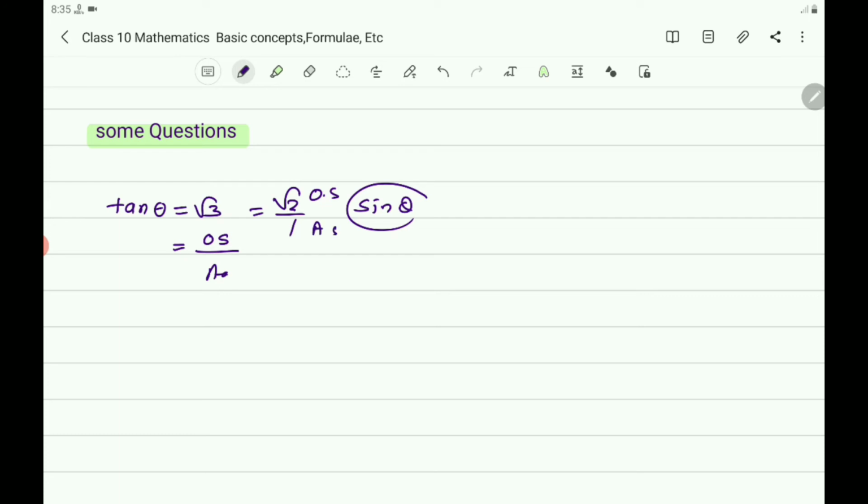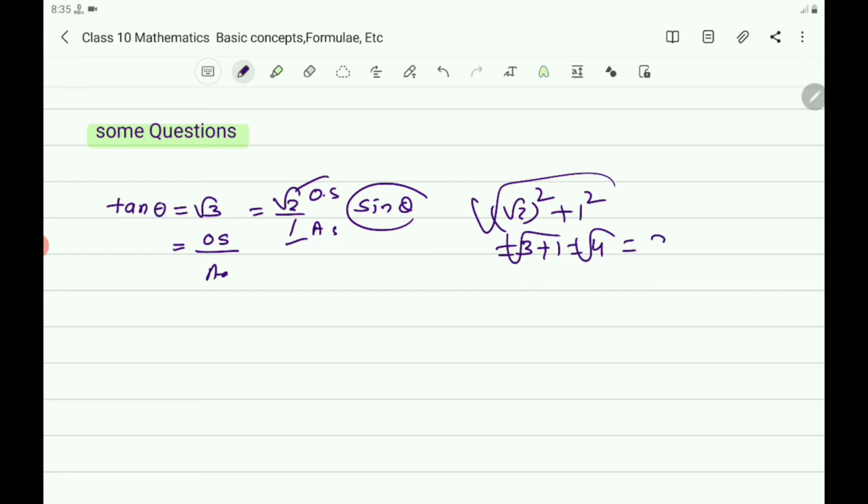So you need sin theta. To find sin theta, the hypotenuse is required. So how will you get the hypotenuse? This square plus this square, you take root 3 squared plus 1 squared. What are you going to get? Root 3 squared is 3. 3 plus 1 you will get 4. Its root.